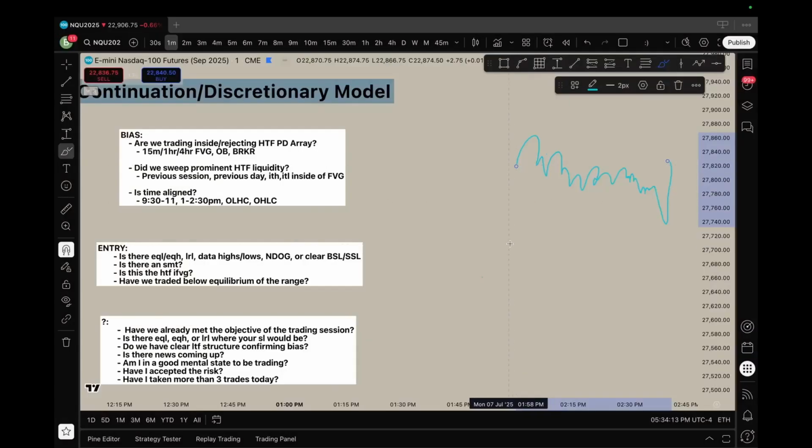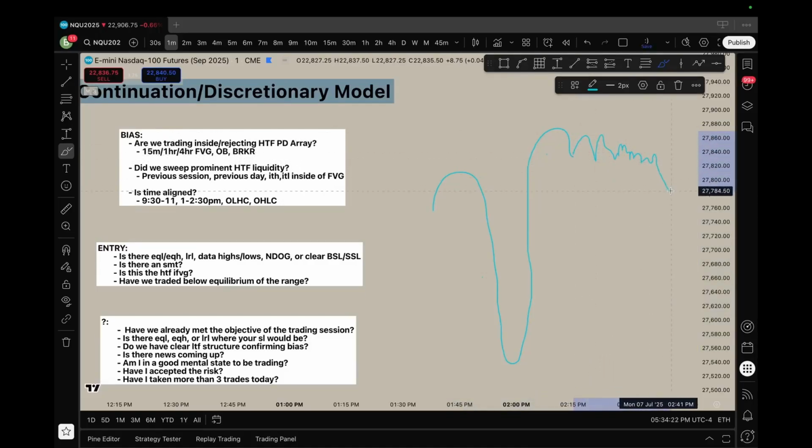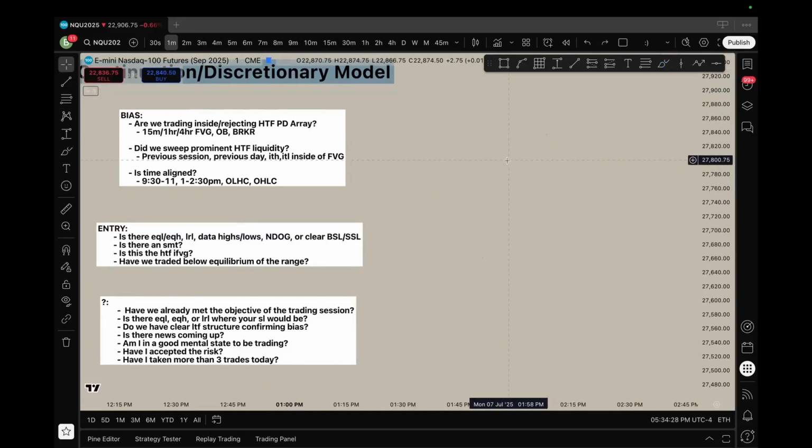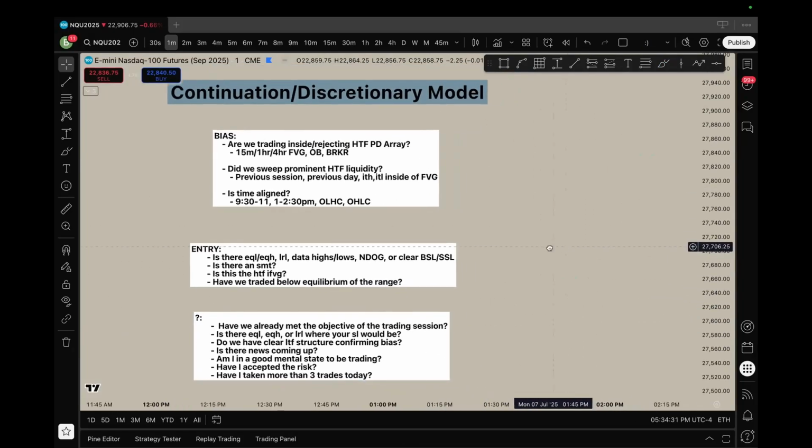We're most likely after having a large move to 10:30. The last 30 minutes of that is usually going to look something like this, and then we will have that 10:50 macro run. So you don't want to be trading during this time when we're chopping and we are generating liquidity. Okay, is there equal highs, equal lows, or low resistance liquidity where your stop loss would be?